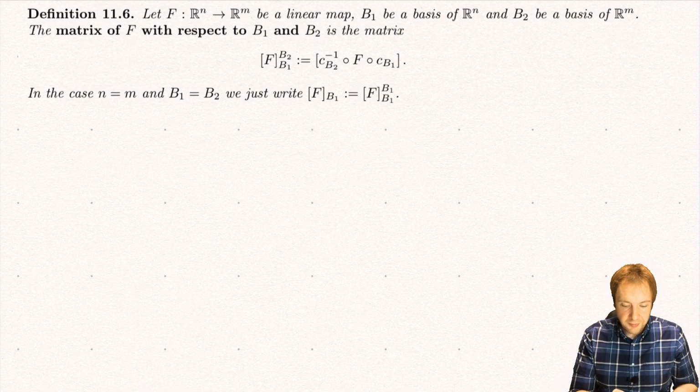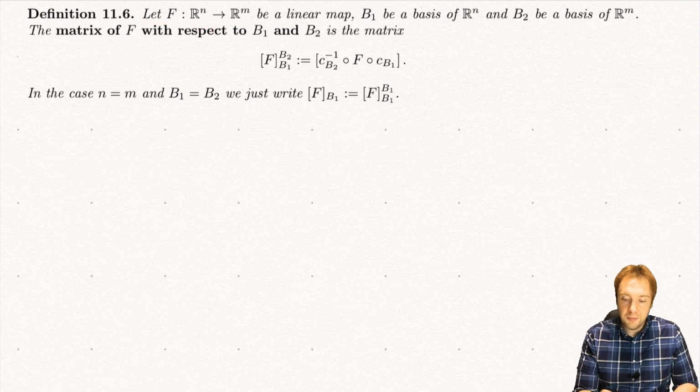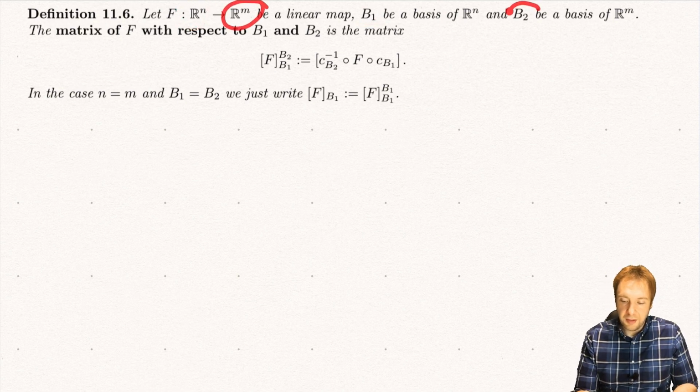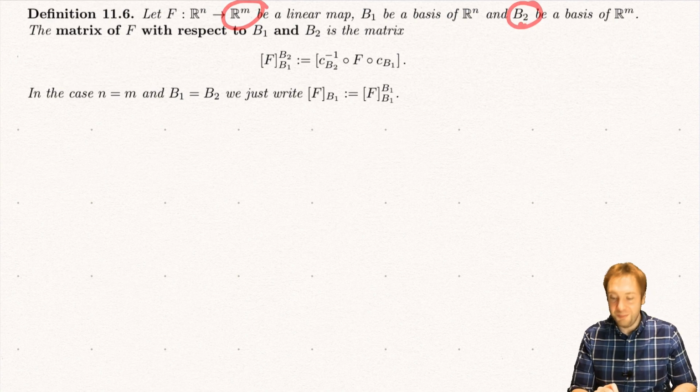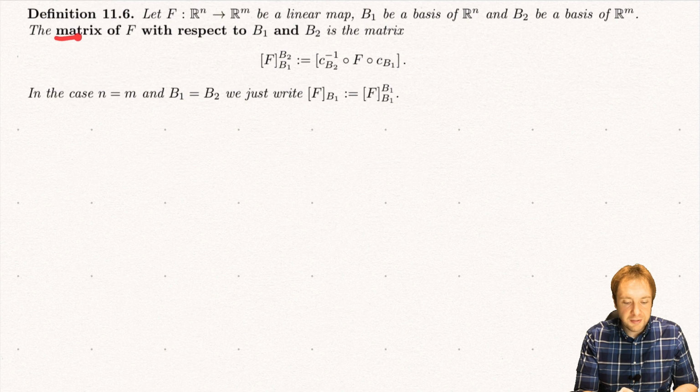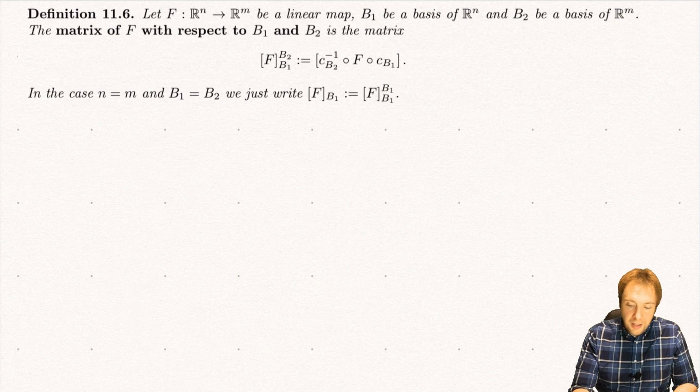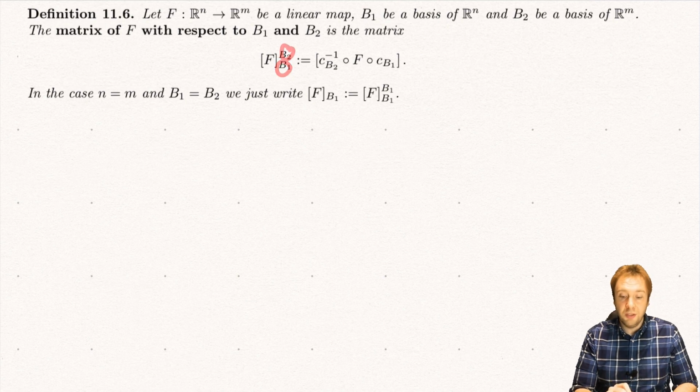Okay, but let's first define this. So let F be a linear map from Rn to Rm. And now let's choose a basis in Rn, which we call B1, and a basis in Rm, which we call B2. And then what we define is the matrix of F with respect to B1 and B2. We use this notation here: we write F in these brackets. What we defined before was without these B1 and B2. So we did define what it means to write down the matrix of a linear map, but now we write B1 on the bottom and B2 here on the top.